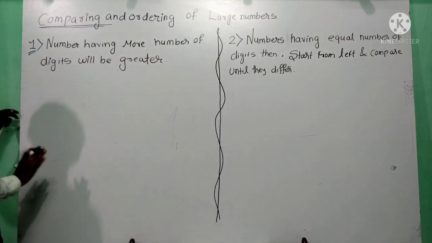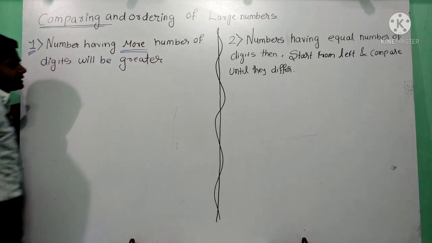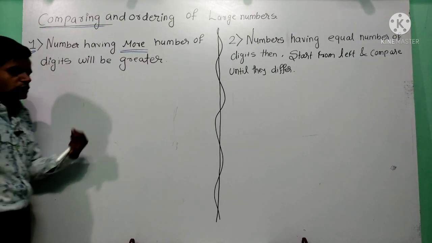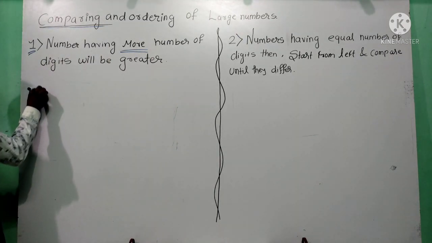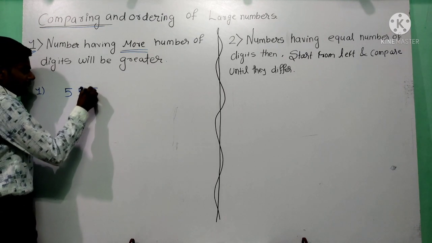Let's understand. The first rule is what? Yes, the number having more digits will be greater. A number that has more digits will be bigger. So let's understand by taking one example. I'm taking the example 5, 5 and 5.